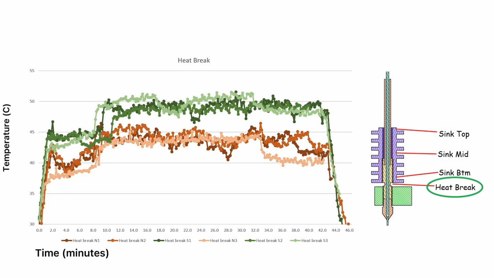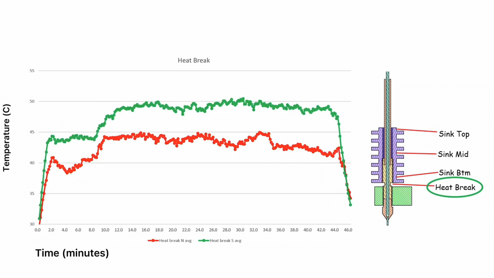So there's pretty clearly a distinct difference between the two. And to clean up the messiness of this chart, I averaged all 3 tests and plotted those 2 lines by themselves. And with those plotted out next to each other, we can see again the Noctua fan is about 5 degrees or more on average cooler than the stock fan. Okay, so the Noctua fan is running cooler, but does it matter?